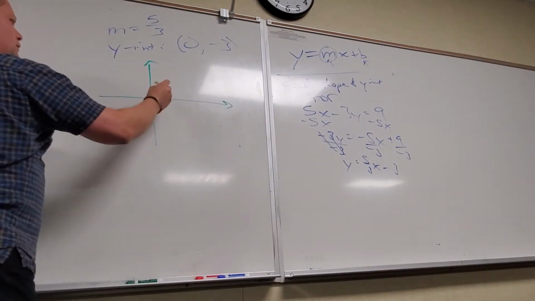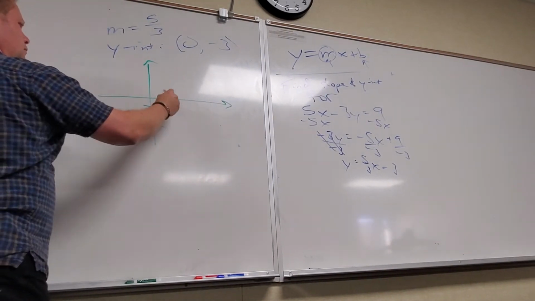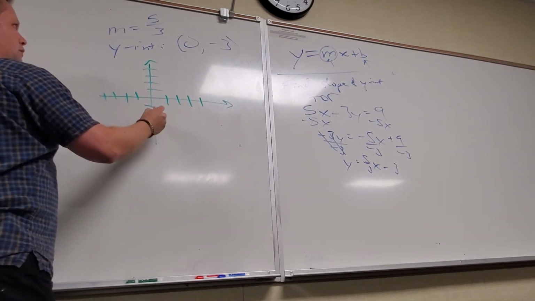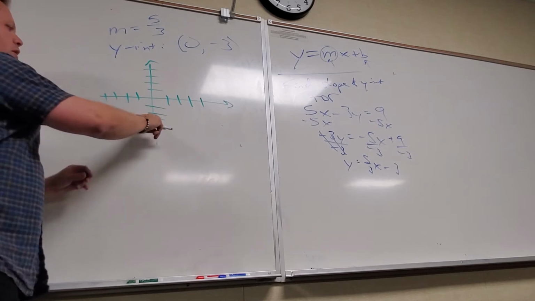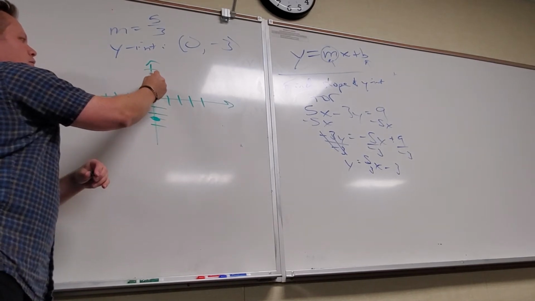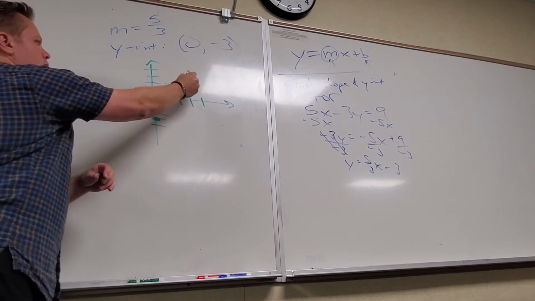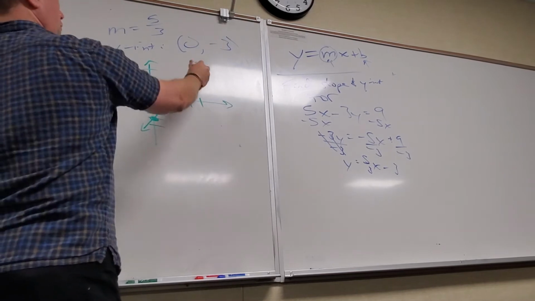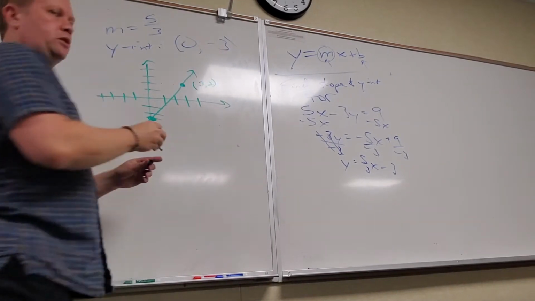So I just need a place to start. Zero, negative 3. And then where do I go from there? Up 5. Up 5. 1, 2, 3, 4, 5. Over 3. Over there. 1, 2, 3. What point did we just arrive at? 3, 2. How do I check to make sure my work is right?